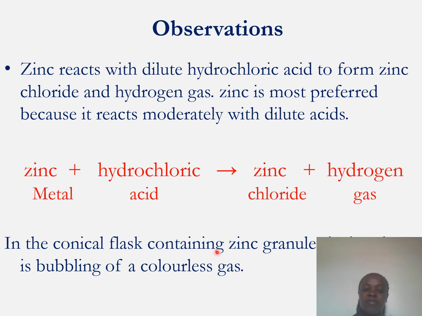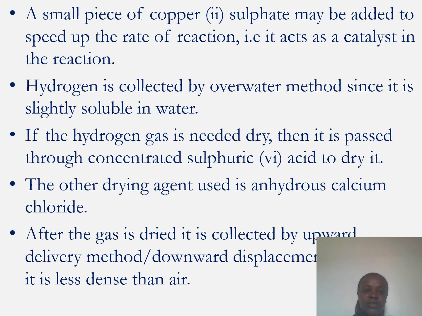So we said in the conical flask containing zinc granules, there will be bubbles, indicating that there is formation of a colorless gas, and the gas is hydrogen. So in our conical flask, we can add a small piece of copper 2 sulfate. That copper 2 sulfate will help in speeding up the rate of reaction. The copper 2 sulfate acts as a catalyst in our experiment.